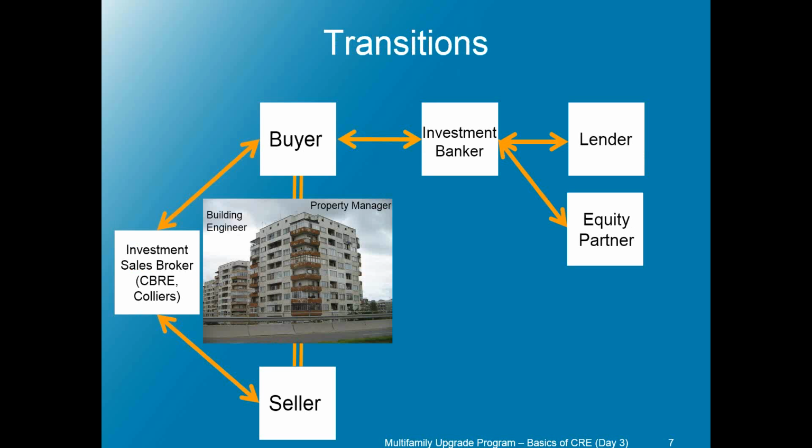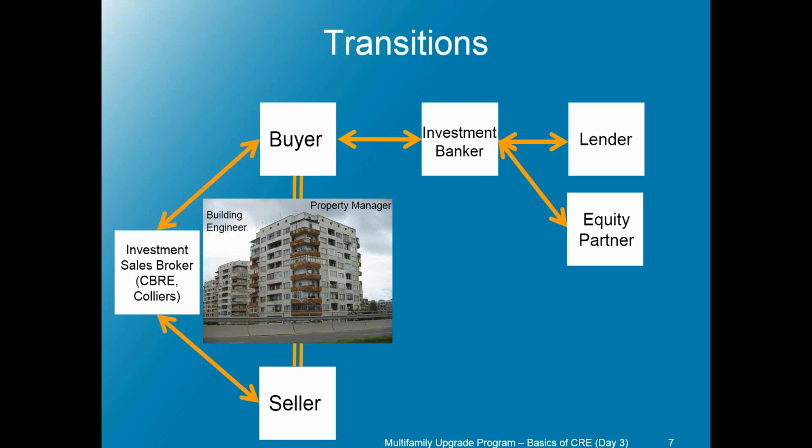Another piece, too, that gets somewhat confusing is who are all the parties involved in a real estate transaction. That says transition. Sorry, that's supposed to say transaction. So, the buyer, there's always a buyer and there's a seller. So a buyer can be any type of real estate company out there. But oftentimes there's also an investment sales broker. So this is a person that's an intermediary between the buyer and the seller.